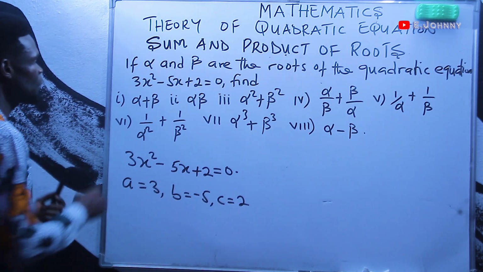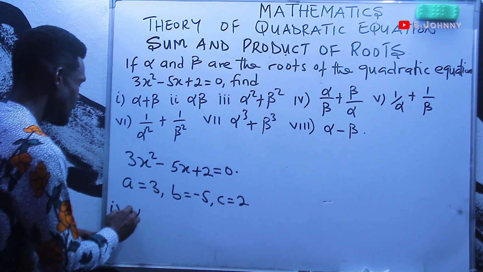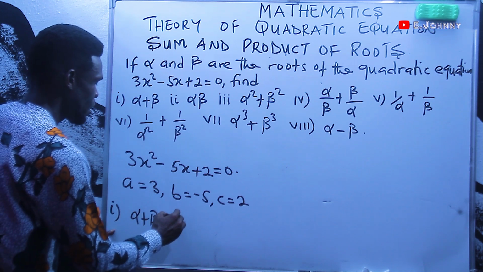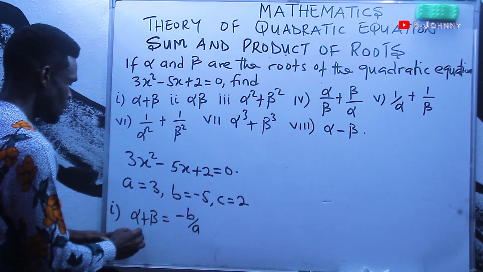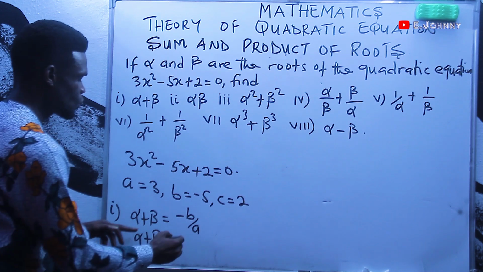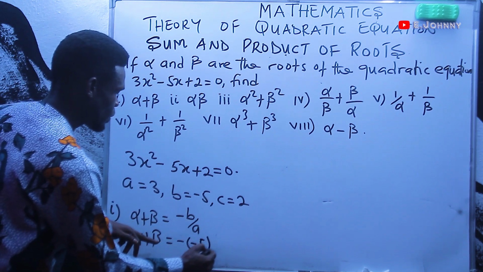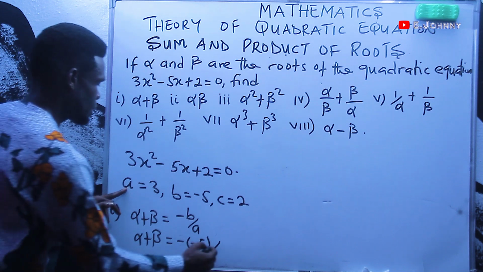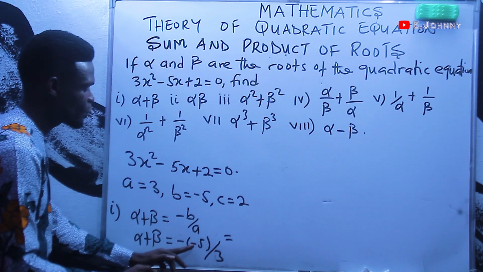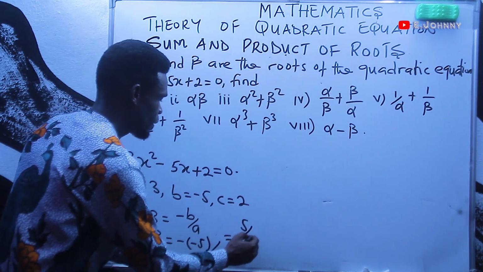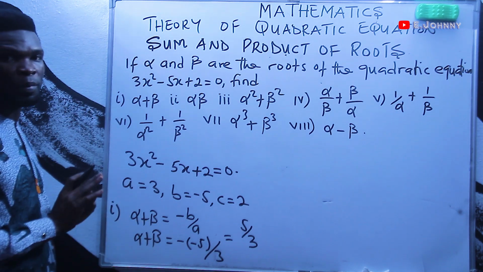The first question, I, says find alpha plus beta. So you have to recall that alpha plus beta is equal to minus b over a. Then carry out your substitution, meaning that alpha plus beta is equal to minus, what is b? B is minus 5. So you have minus 5 all over, what is a? A is 3, all over 3. So this is equal to minus times minus is plus, so minus times minus 5 is plus 5 all over 3. That is your alpha plus beta.